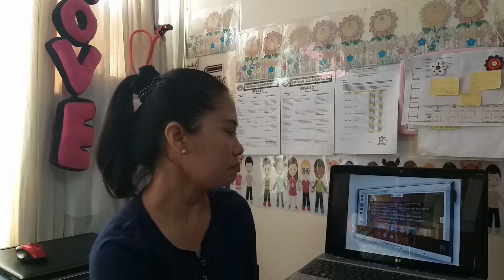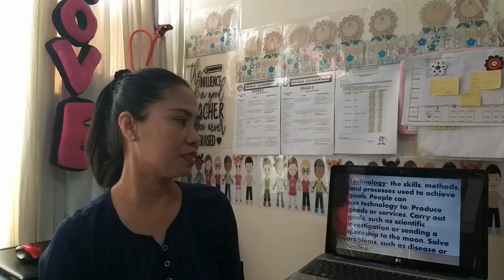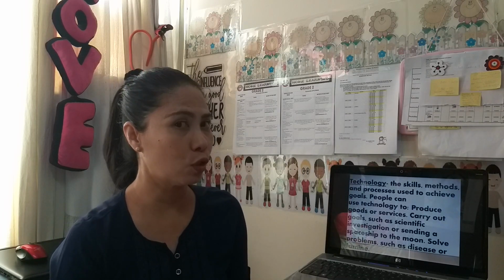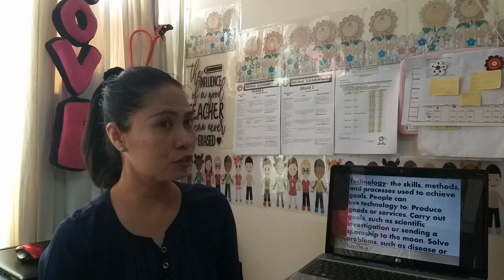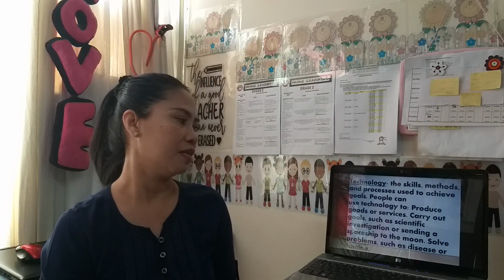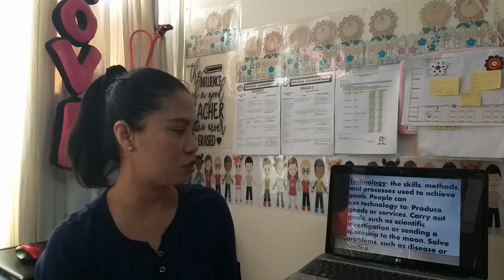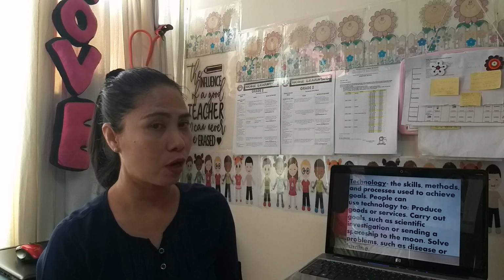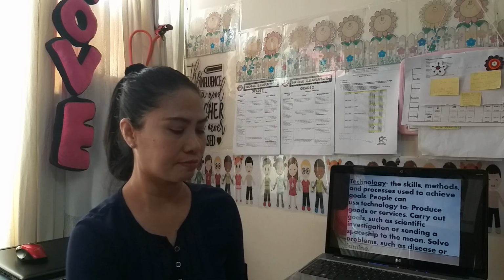Okay, next, technology. Technology is the skills, methods, and processes used to achieve goals. People can use technology to produce goods or services, carry out goals such as scientific investigation or sending a spaceship to the moon, solve problems such as diseases or famine.